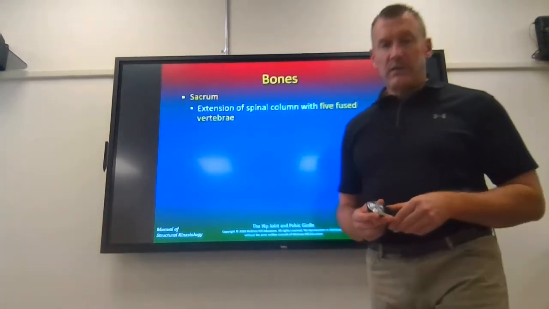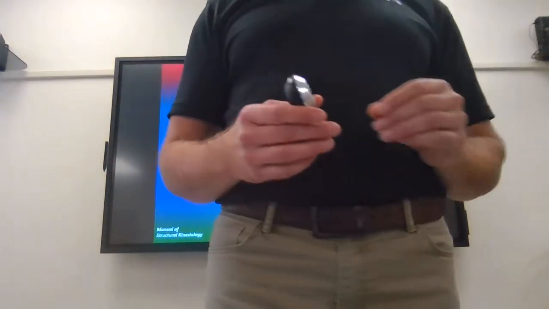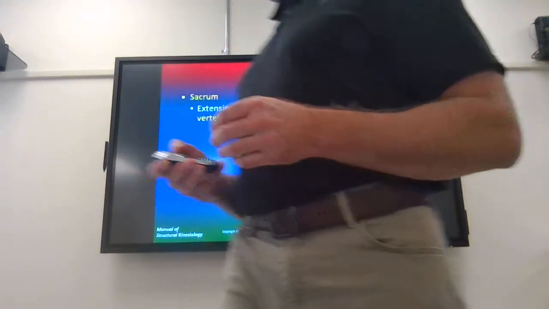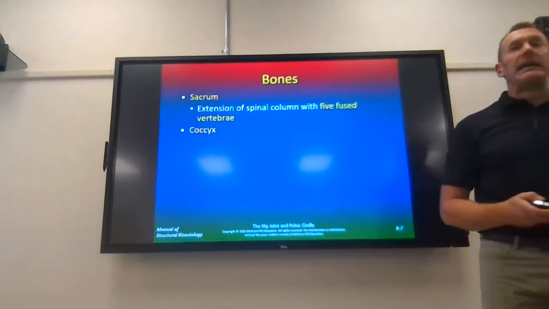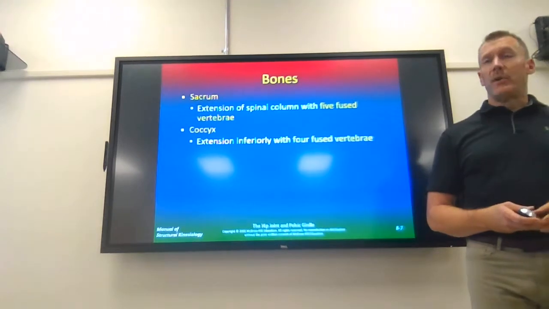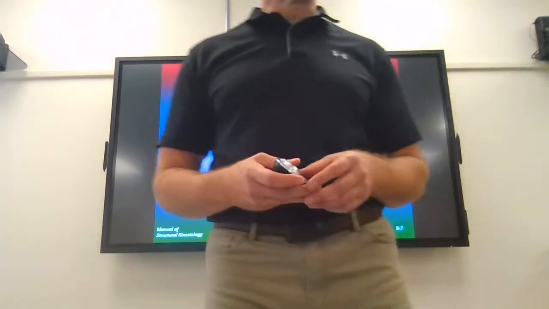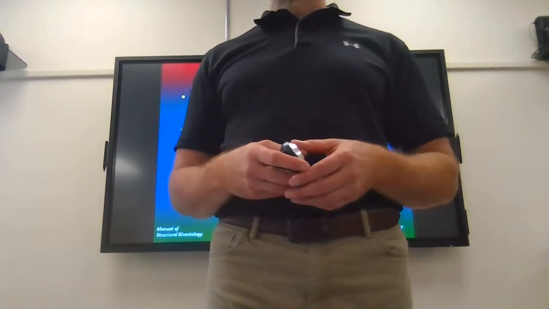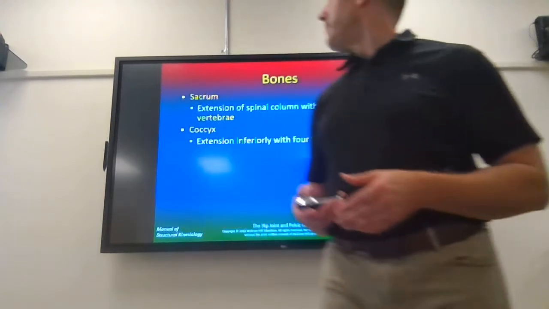The sacrum itself is one segment, consists of five vertebrae that are fused together. The coccyx, which is underneath the sacrum, consists of four fused vertebrae. So altogether, we have 33 vertebrae, but there's only 24 that are movable. So the last nine are fused together.